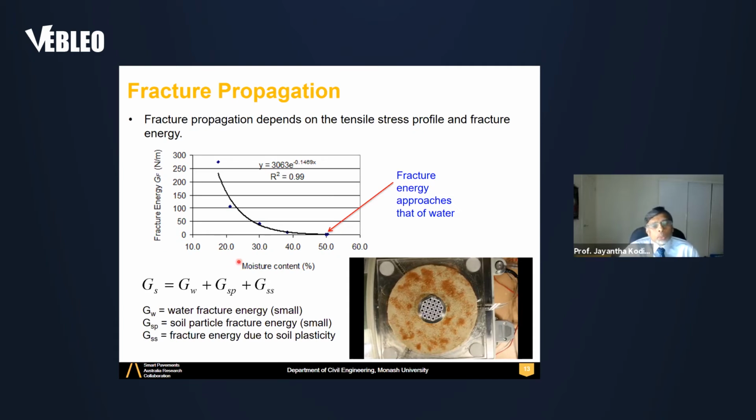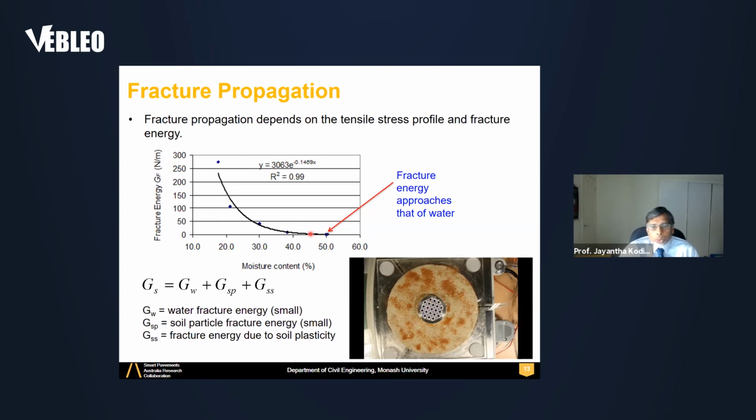So what is this energy for soil? Here we have the fracture energy against moisture content. You can see when the moisture content is high, like a saturated slurry kind of soil, your fracture energy is very small, and that approximates the fracture energy of water, like the surface tension based fracture energy of water. We actually measured it using this device, a restraint ring shear apparatus, and it approximates the fracture energy of water.